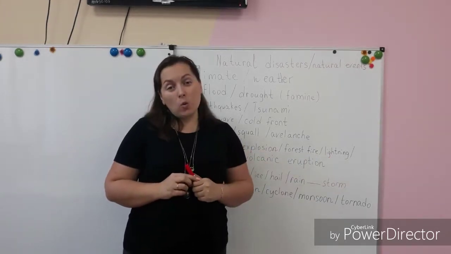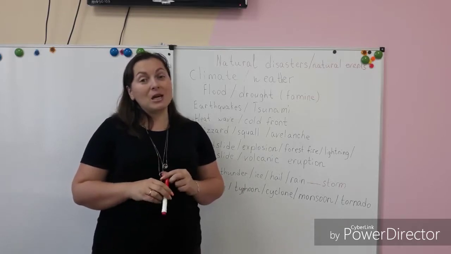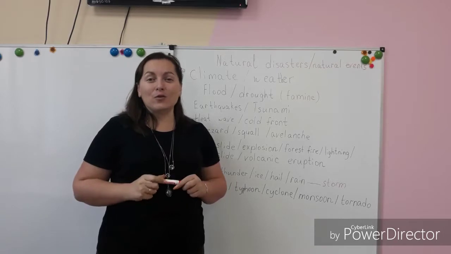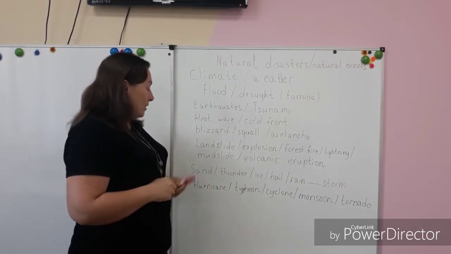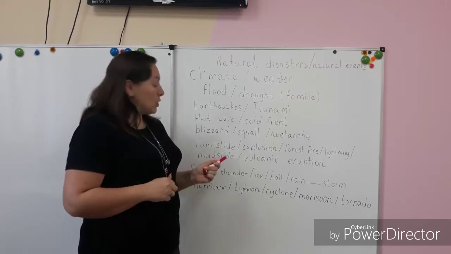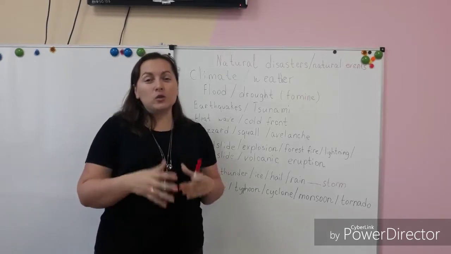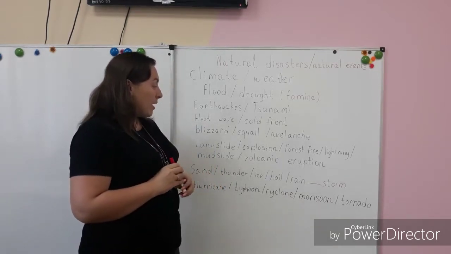Lightning, I think you know what lightning is. It's something that appears on the earth, and it's sudden kind of light. Okay, the next one, mudslide. So it's kind of landslide, but mud. Mud is like dirty land, it's like wet, and it is very dangerous.